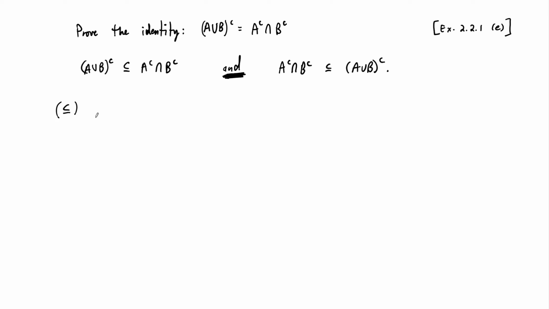So there's one direction. You don't really have to do this if you don't want to, but let's suppose that we have an element x in the complement of the union. Okay, whenever there's a complement, the complement is the negation symbol from logic. If x is in the complement of A union B, that means that x is not in A union B, right? That's what it means to be in the complement. It's not in that set.